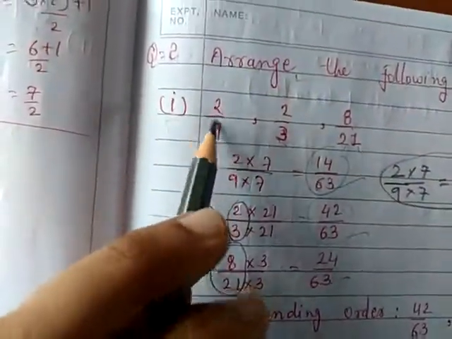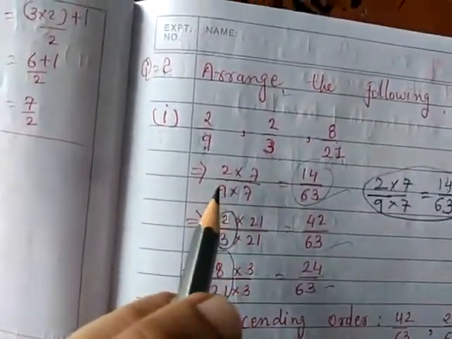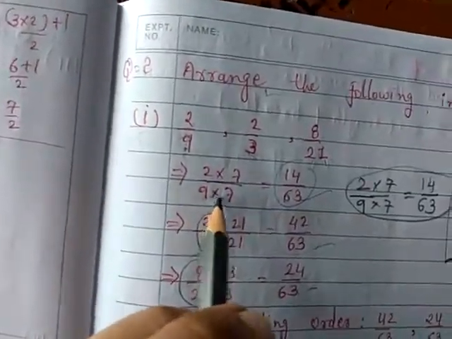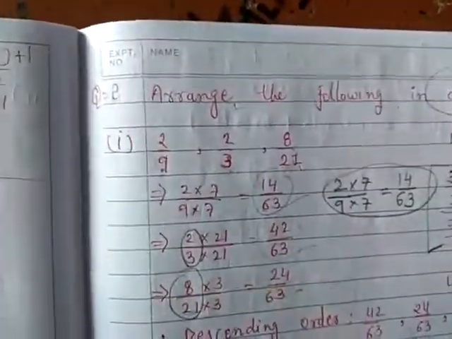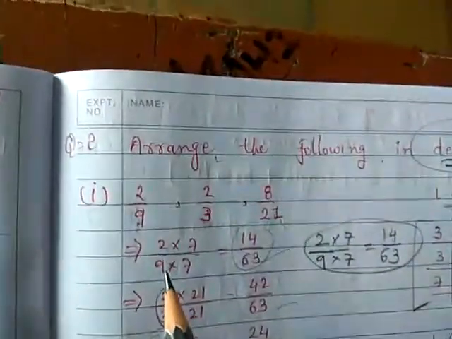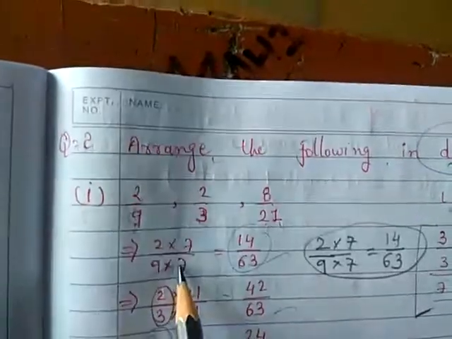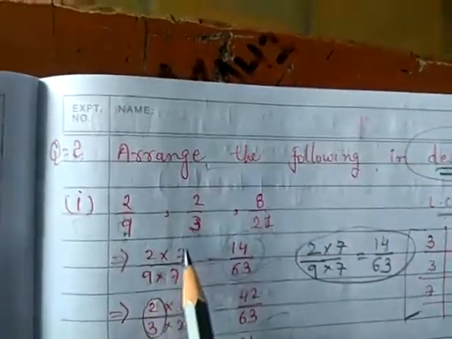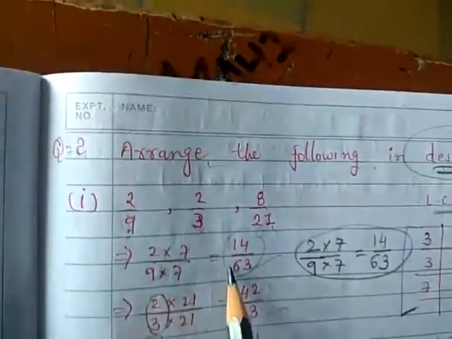First we write 2 upon 9 and put a multiply sign. Now see students, 9 into which number to get 63? Why 63? Because we want our LCM 63. By which number do we multiply 9 to get 63? So 7. Multiply 7 in the denominator and give the same effect in the numerator. So 2 7s are 14 and 9 7s are 63.